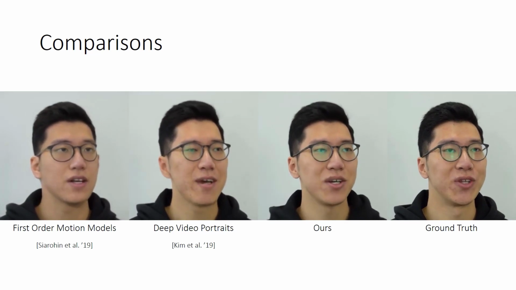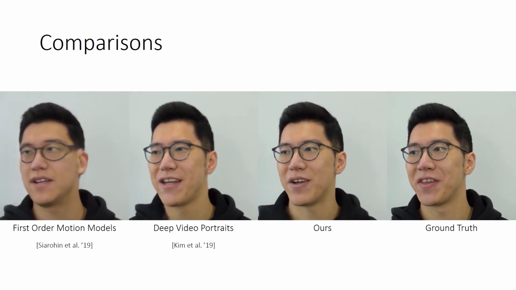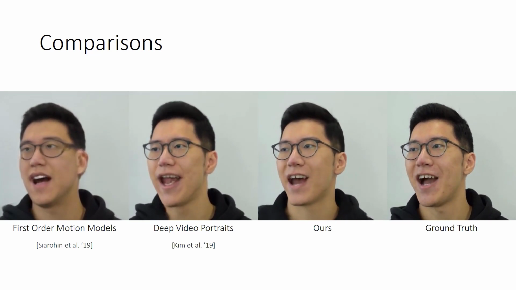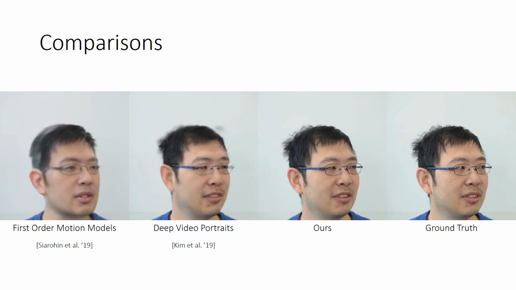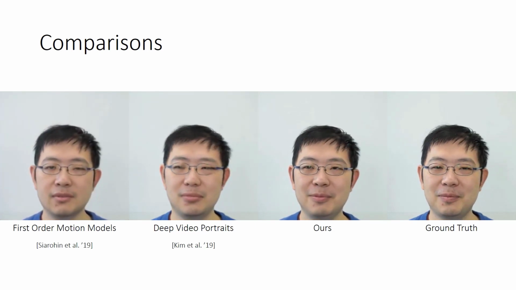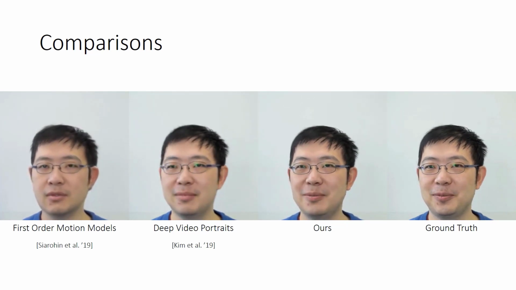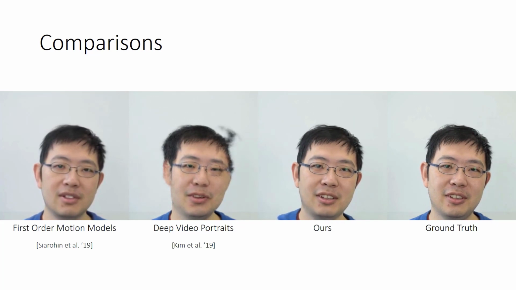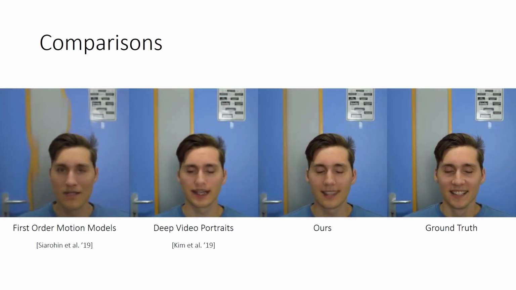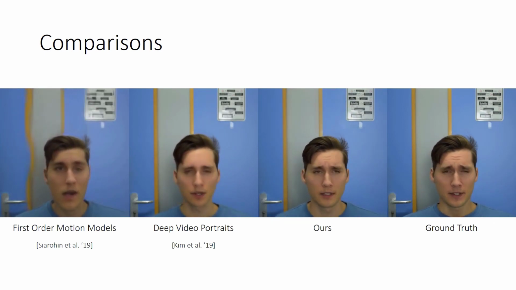First-order motion models, which only use a single input image, fail to preserve the identity and suffer from warping artifacts. Deep video portraits produces artifacts for large head rotations and produces an unrealistic mouth interior. In contrast, our approach produces a sharper mouth interior, captures the view-dependent effects better, and enables larger head pose changes, while still maintaining temporal coherence.